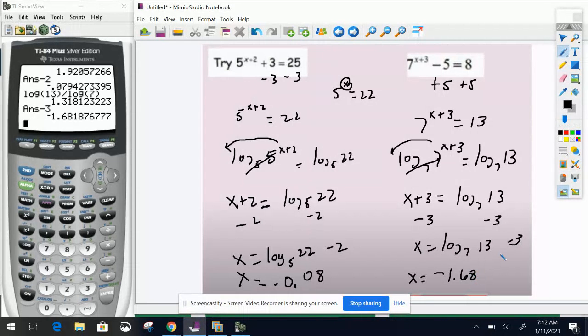So there's going to be some problems like this. Give it a shot. The second part I'm going to make a separate video for because that's solving logarithms. They look a little bit different.